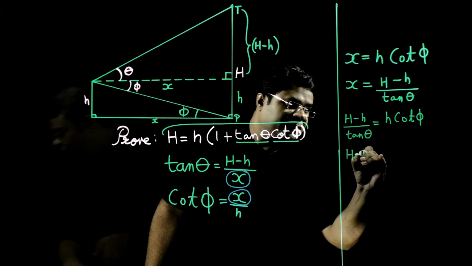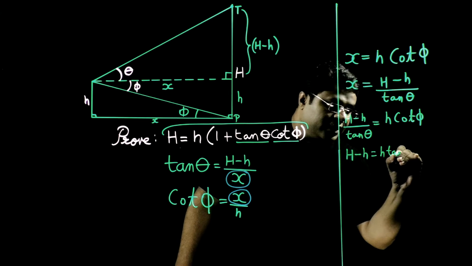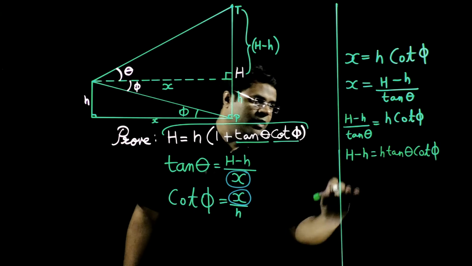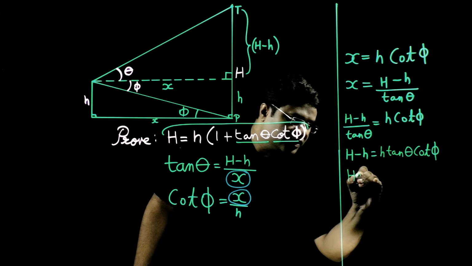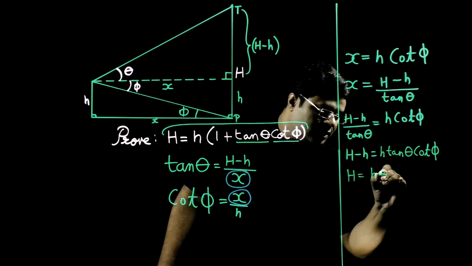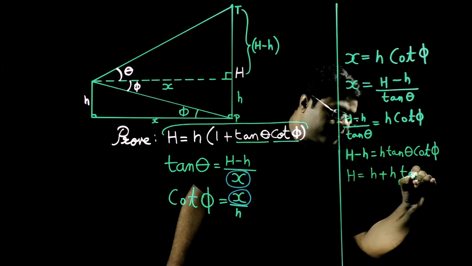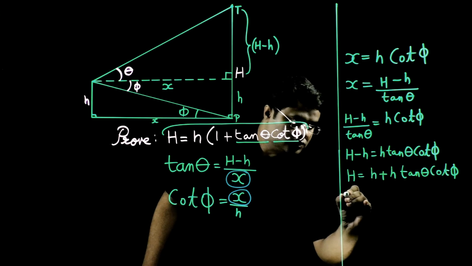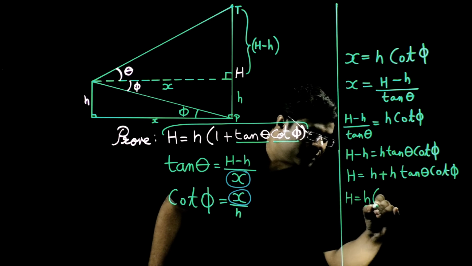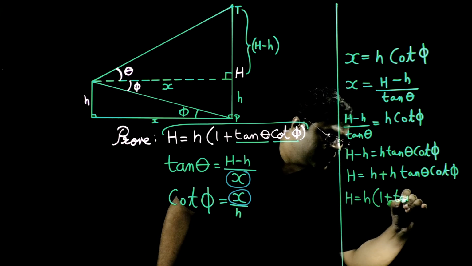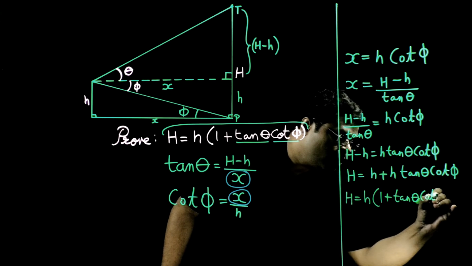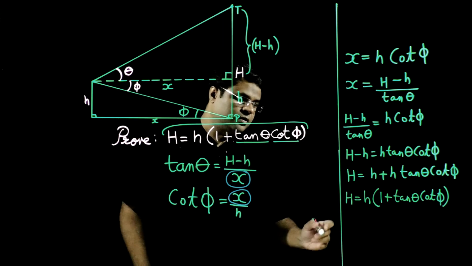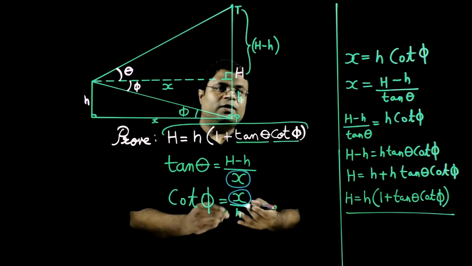Multiply: capital H minus small h equals small h tan theta cot phi. Now this minus h goes to that side, so H will be equal to h plus small h tan theta cot phi. From here take h common: 1 plus tan theta cot phi. All right. Did you understand this thing?